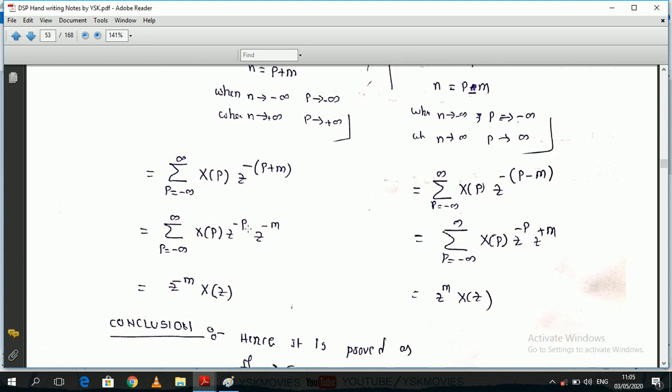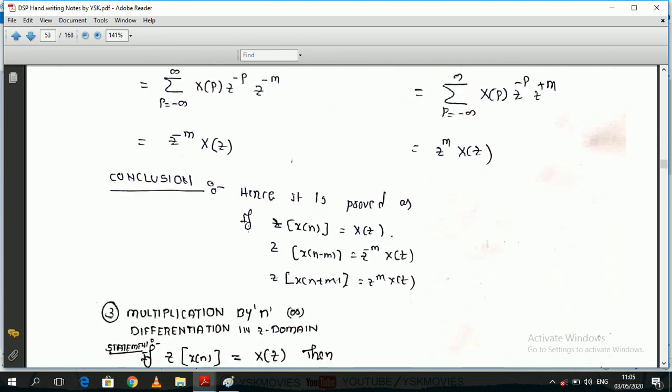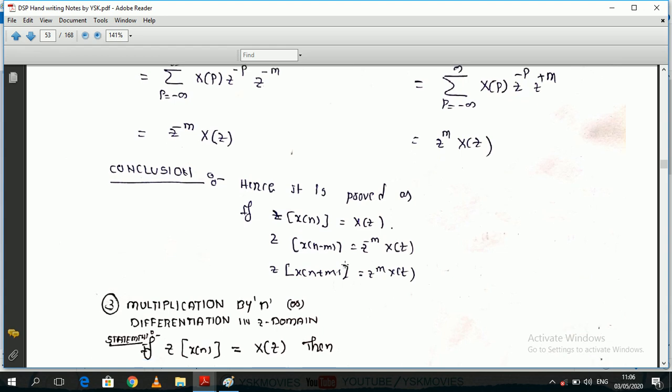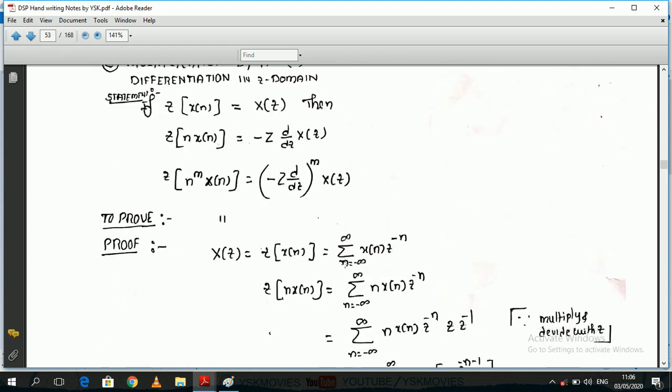So this is the shifting property, and you should know one thing: it's a very important formula. If x of n is delayed, the z transform of x of n minus m is z power minus m X of z. Likewise, x of n minus 1 gives z power minus 1 X of z, x of n minus 2 gives z power minus 2 X of z, x of n minus 3 gives z power minus 3 X of z. So like this.